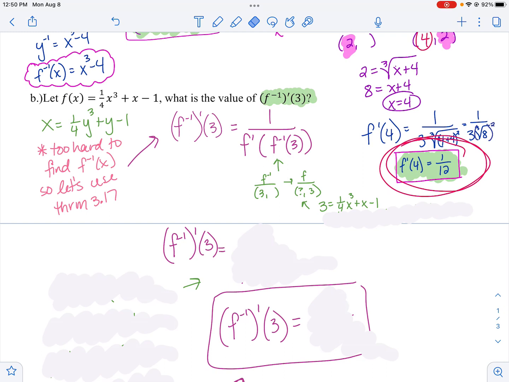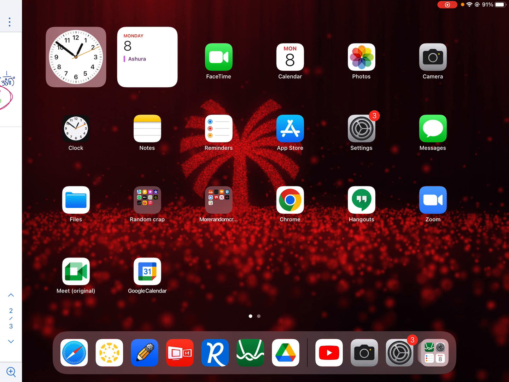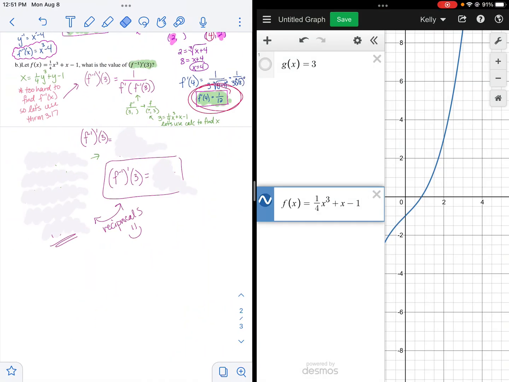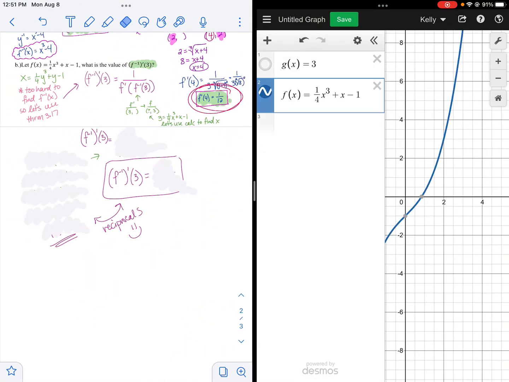Now again, this is kind of hard to do by hand because you have an x cubed and an x, and it's hard to solve for x when you have that. So here's where we're going to have to kind of cheat a little bit, and we're going to have to use our technology, our calculator, to find x. So that's what I'm going to do. I'm going to pull up Desmos. And in Desmos, you might see that I have my original function plugged in. I have my f of x equals 1/4 x cubed plus x minus 1.